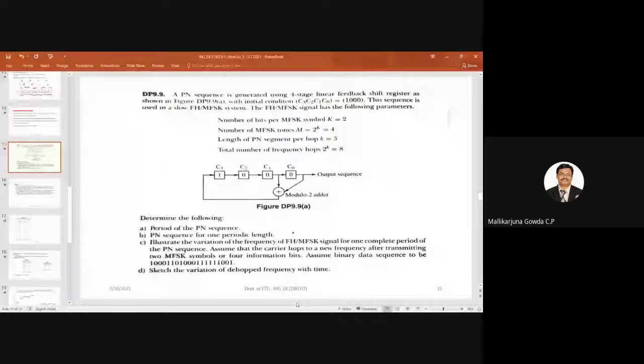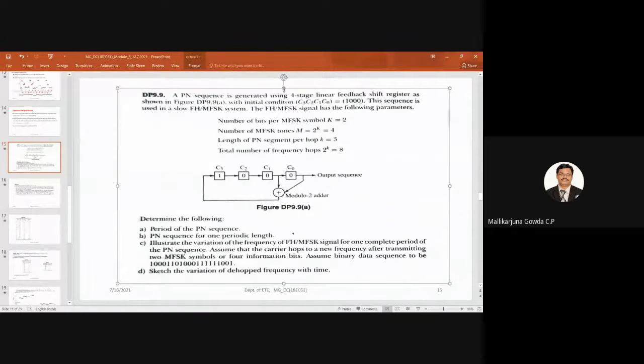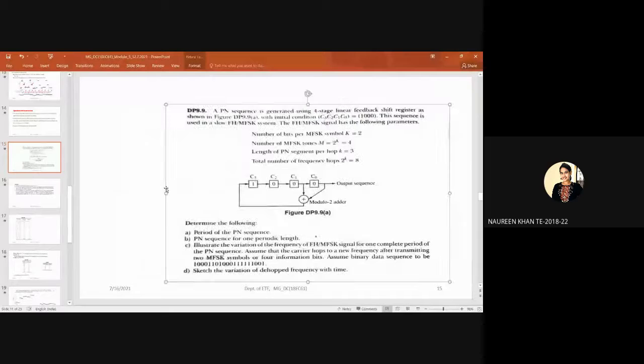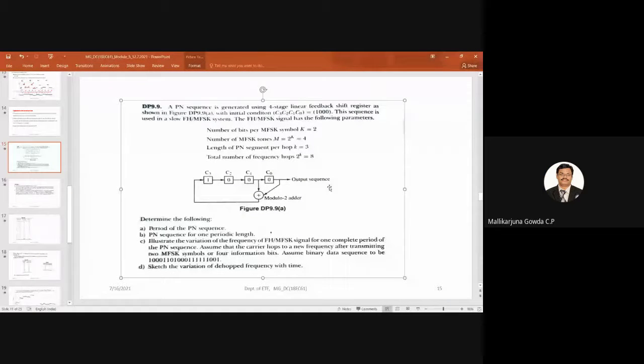Yes, I completed that part. So let me take some numericals on frequency hopping, okay? Hope you are able to see this. Hello? Yes, sir. Yeah, please have a note of this. So like this, the numericals will come on this module.